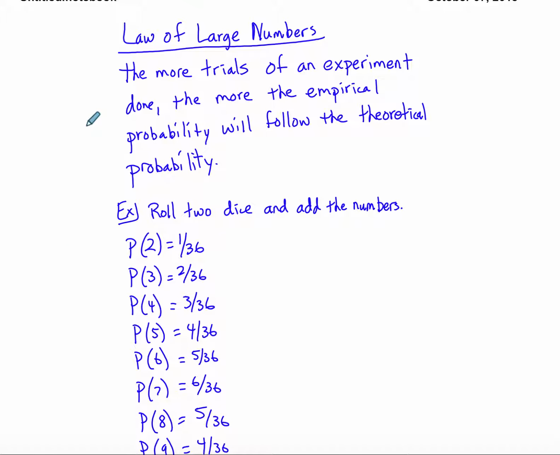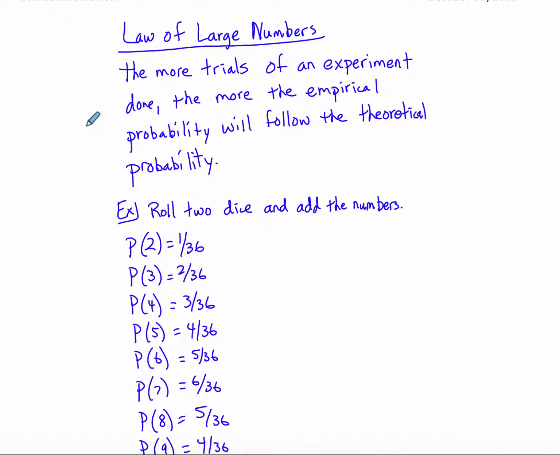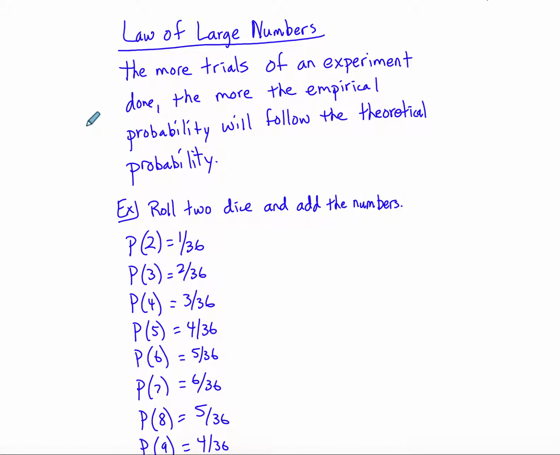But that also gives us the law of large numbers, which is that if you do an experiment more and more times, then your empirical probabilities, those experimental probabilities we calculated, will follow the theoretical probabilities. That doesn't mean that if you have an unfair coin and you flip it a bunch of times, you will get 50 out of 50. It means that if you have an unfair coin and you flip it a bunch of times, you will find out what that coin's probability is.